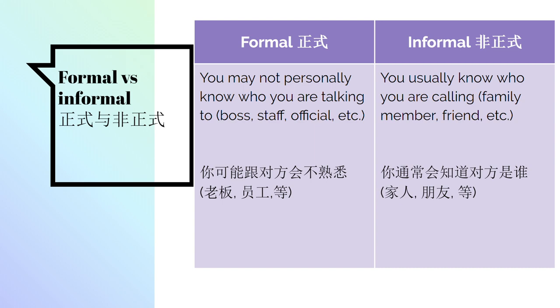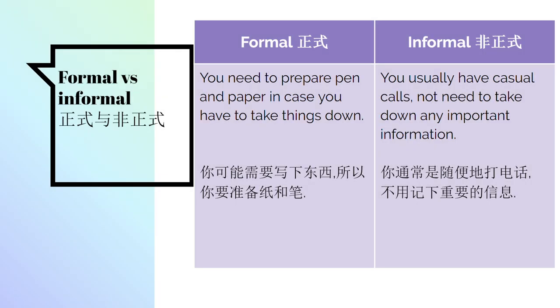Okay? So next, informal calls are usually casual calls, so there's no need to take down any important information. Like usually your family just calls to talk to you, or your friends talk to you, or just remind you about something. It's not anything very important. If you don't do it, never mind. But for formal calls, you may need to prepare a pen and paper because you may have to write things down. Like you might be doing an interview and your interviewer is giving you important dates. Or you are calling some organization and they're telling you some important details. Then you have to write that down. Okay?